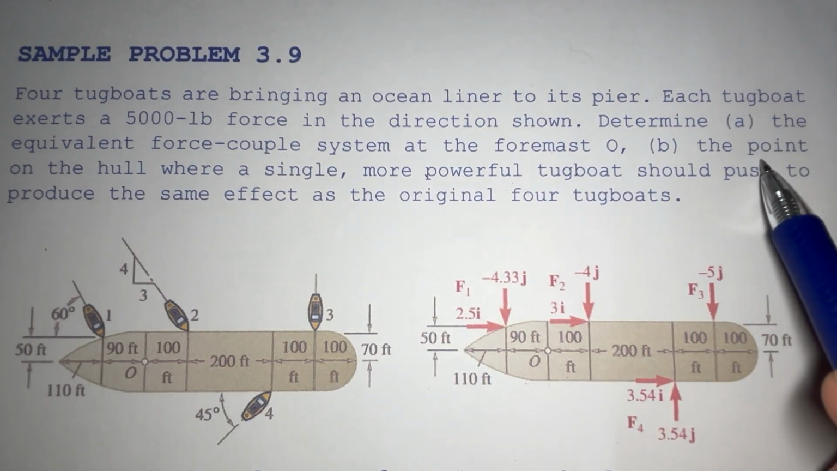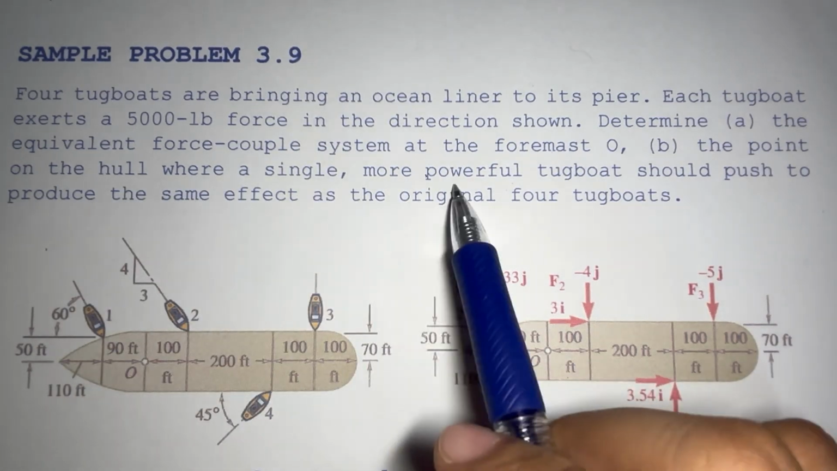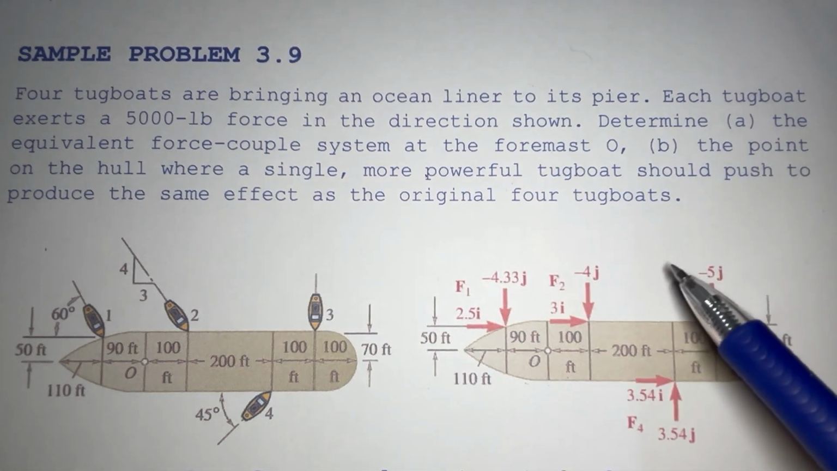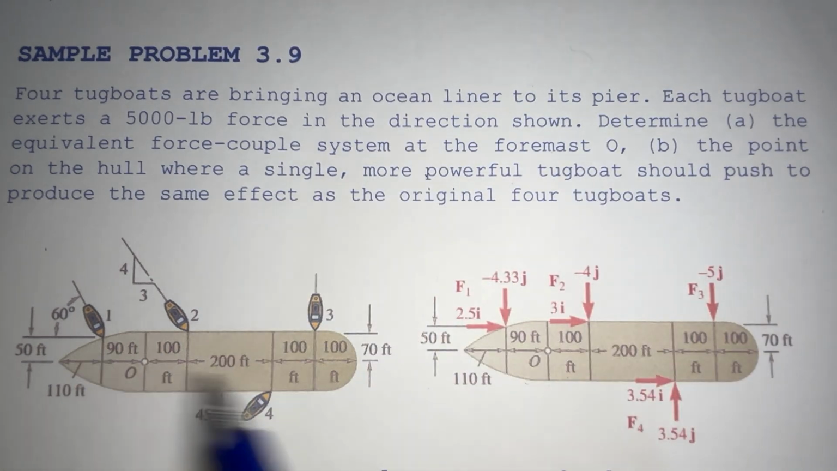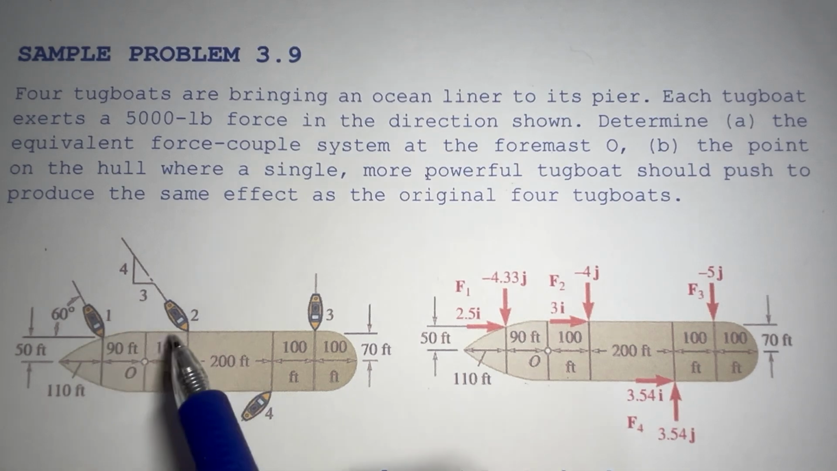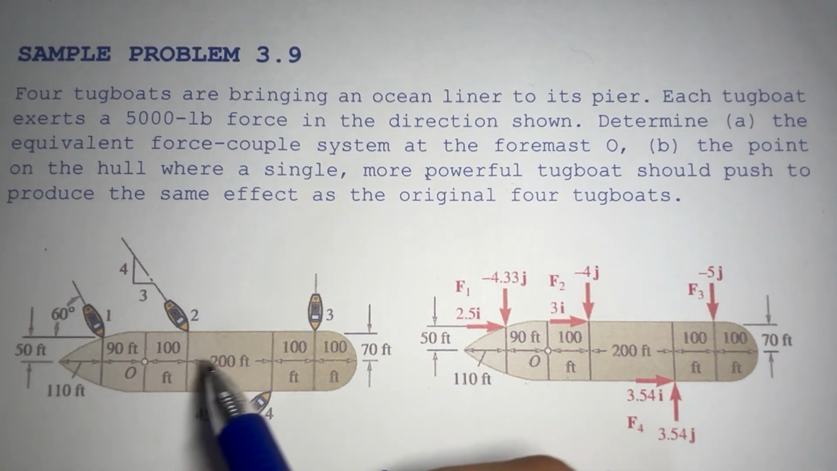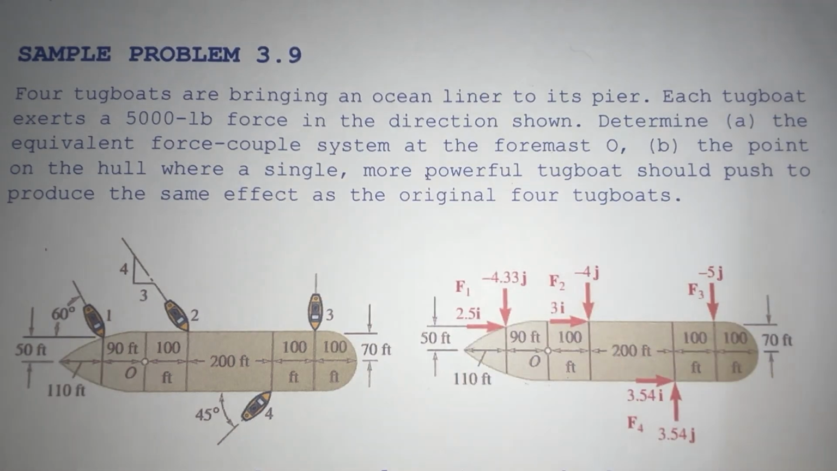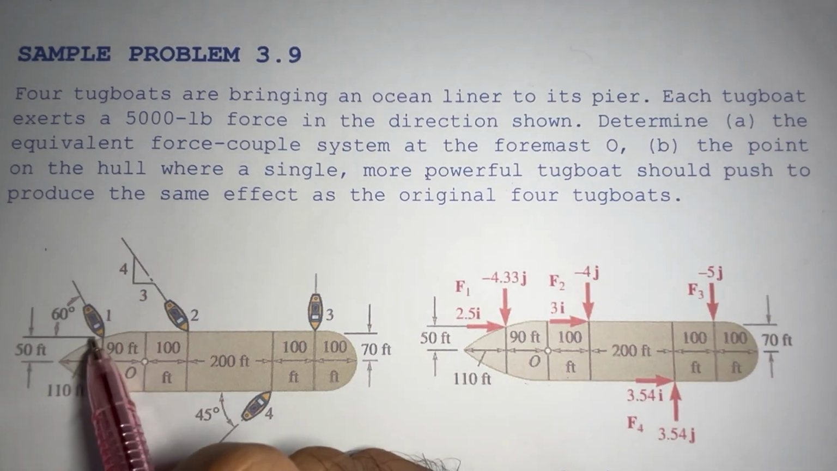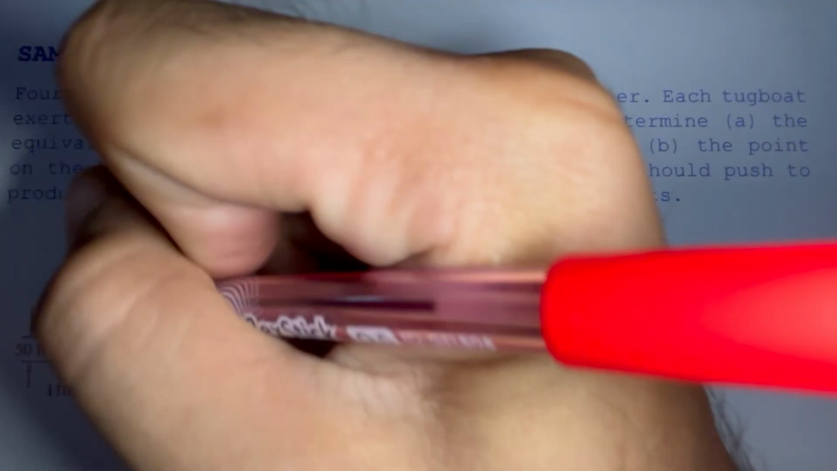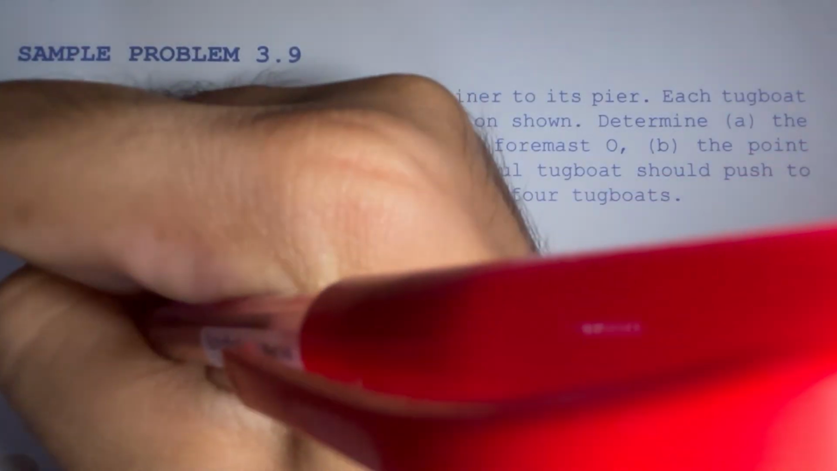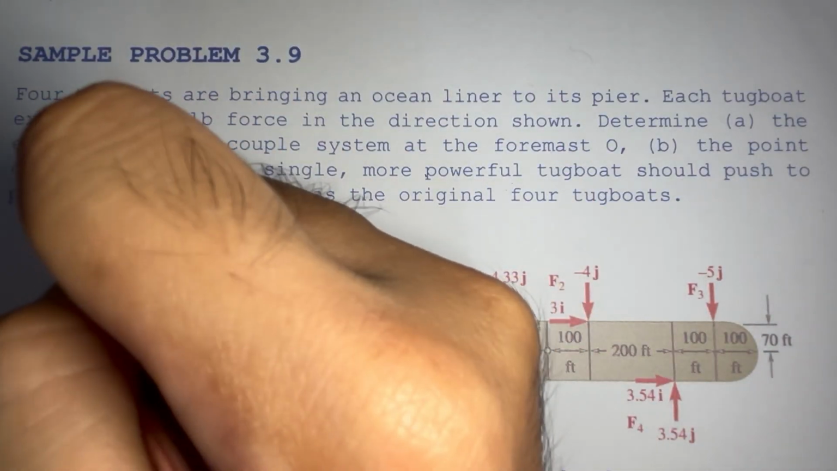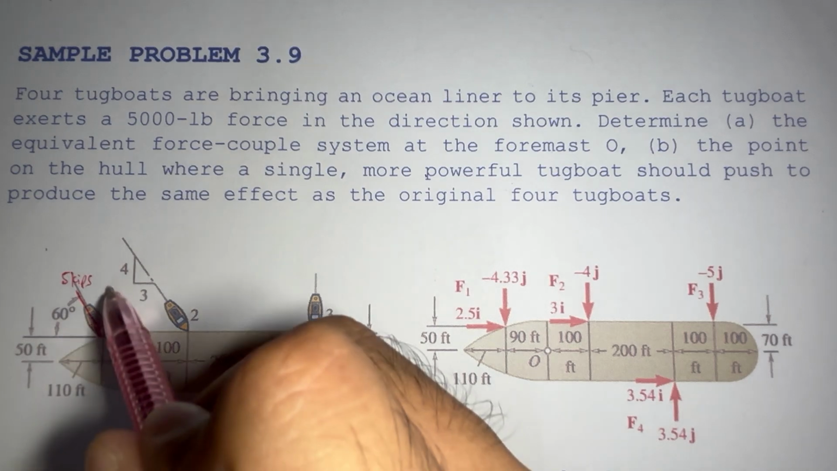Here, the point on the hull where a single, more powerful tugboat should push to produce the same effect as the original 4 tugboats. So, in our problem, we have an ocean liner wherein there are 4 tugboats pushing this to bring this to its pier. So, for the first tugboat here that is at an angle 60, since every tugboat here exerts a 5,000 force, and this 5,000 force is applied at 60 degrees from the horizontal here, we can resolve these 5 kips of force to its component, horizontal and vertical.